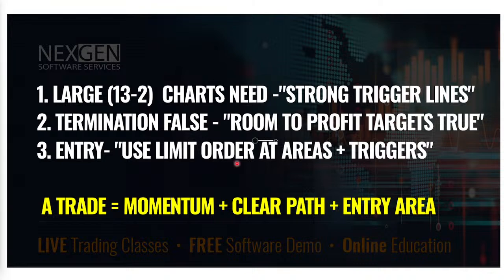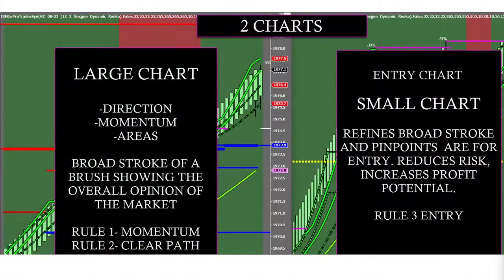You're trading a trade that has been proven to win more than it loses. So we're going to start off, guys, with 3 rules, and we're going to do it on only 2 charts. How cool is that? You'll be able to take the most current bar on your large chart, and it will define direction, it will define momentum, and it will define the areas that may be problematic. And it's a very broad stroke of a brush, guys. It's a slow moving chart, and it shows the overall opinion of the market.